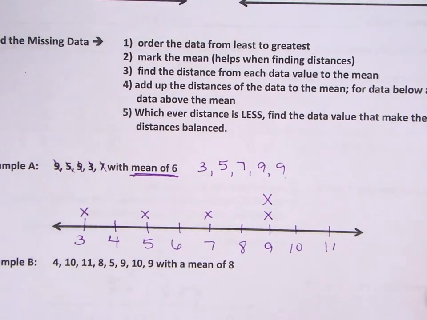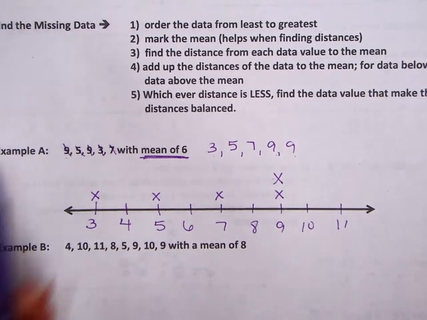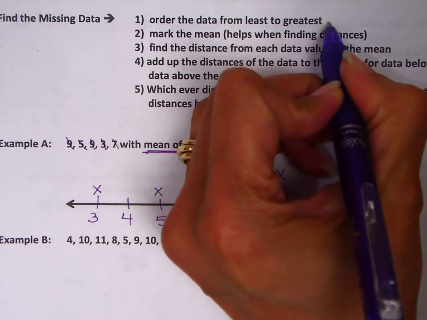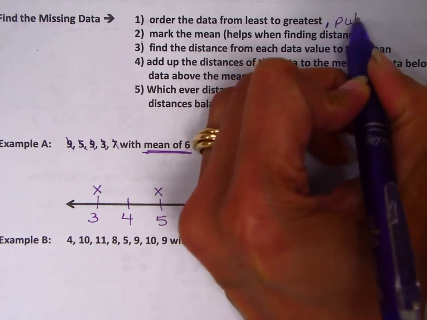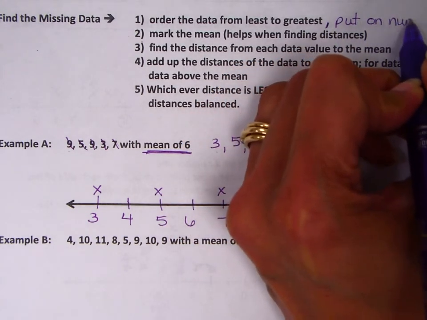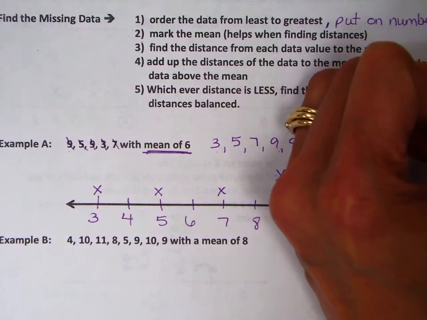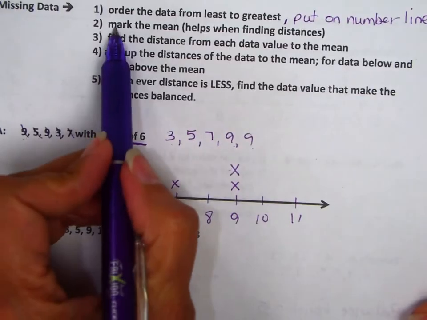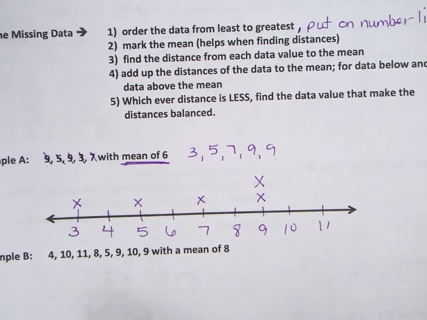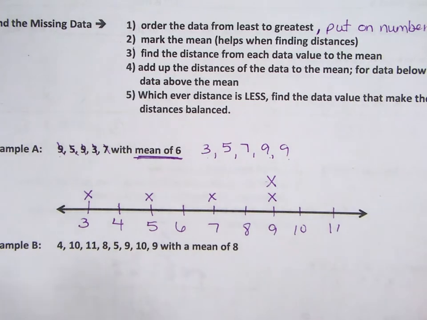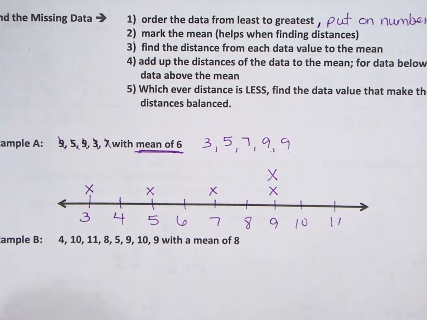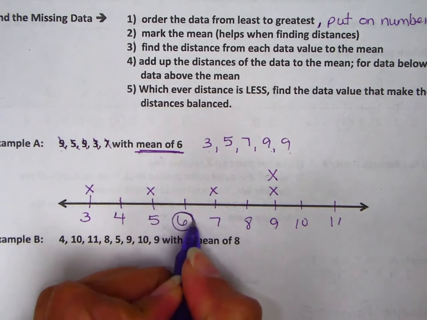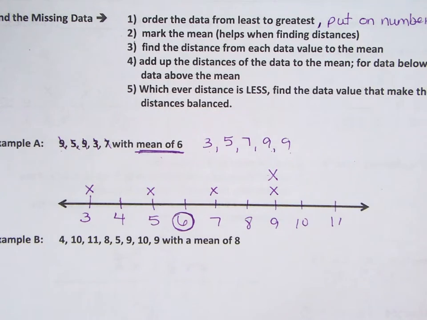And once I put those points on the number line, I need to mark the mean. So you order your data, and you can even put them on the number line. Okay, so we're going to put them on the number line. Now we're right here, and we're going to mark the mean. And all you got to do is just put an arrow to it, circle it, somehow know where your mean is. Here we have a mean of 6. That's right there. And I'm going to circle it.